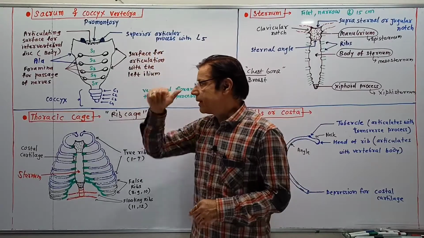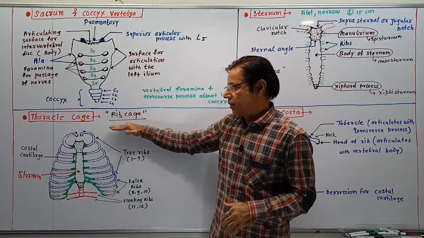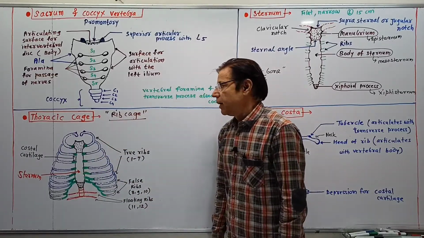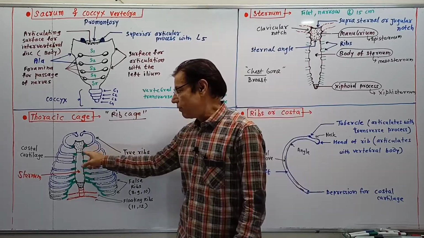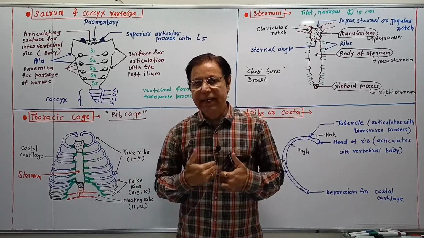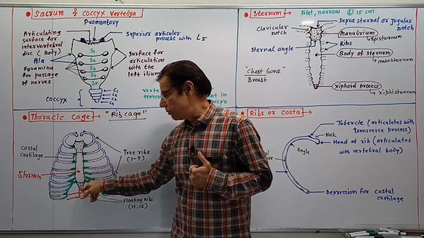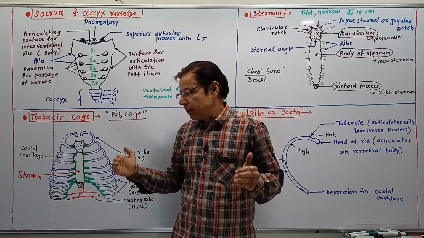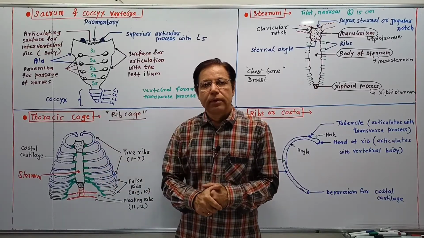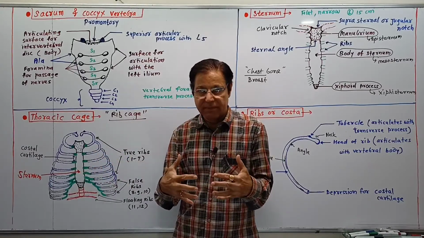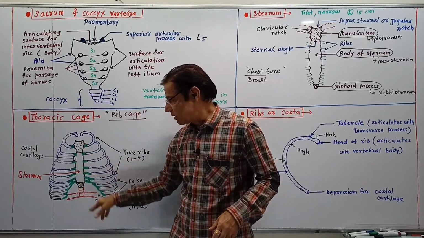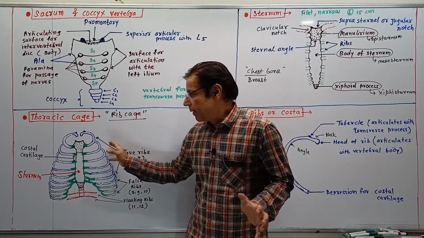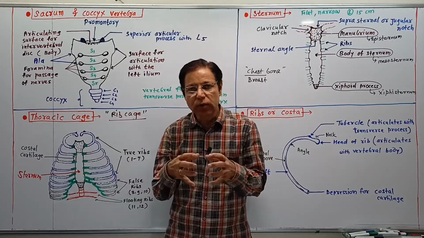Okay, now about the next structure, thoracic cage. Thoracic cage is also called a rib cage, made up of one median ventral bone that is called chest bone, breast bone, called sternum, and from lateral sides 12 pairs of ribs coming and attaching to the lateral side of the sternum. Okay, in this way 12 pairs of ribs and the sternum form the thoracic cage.